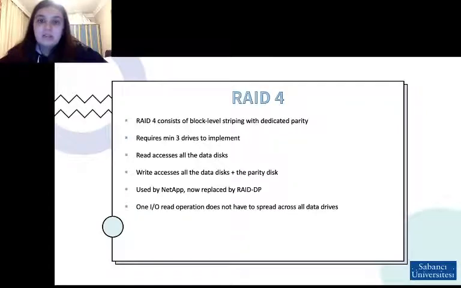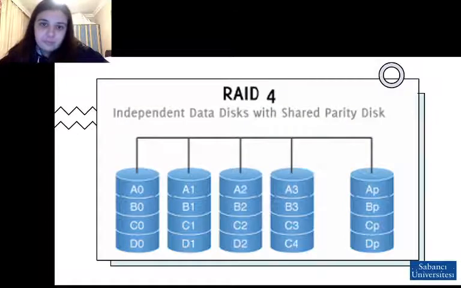The main advantage of RAID 4 over RAID 2 and 3 is I/O parallelism. In RAID 2 and 3, a single read I/O operation requires reading the whole group of data drives, while in RAID 4, one I/O read operation does not have to spread across all data drives. As a result, more I/O operations can be executed in parallel, improving the performance of small transfers.